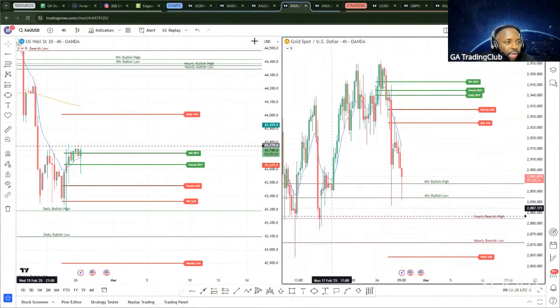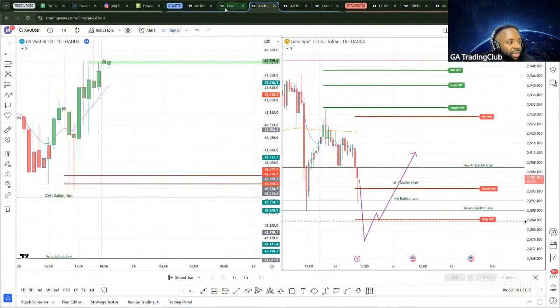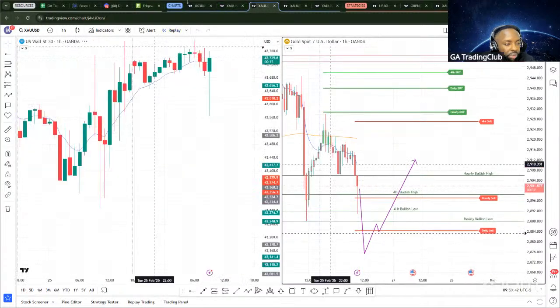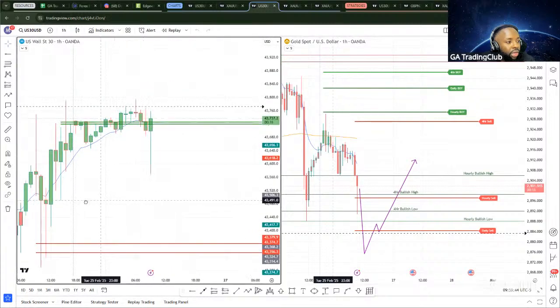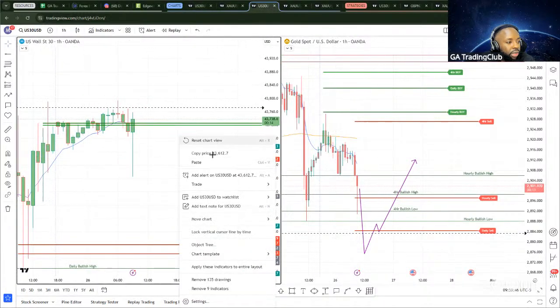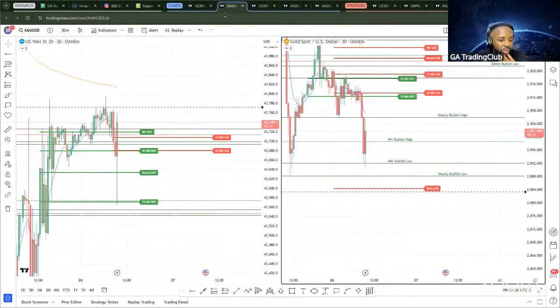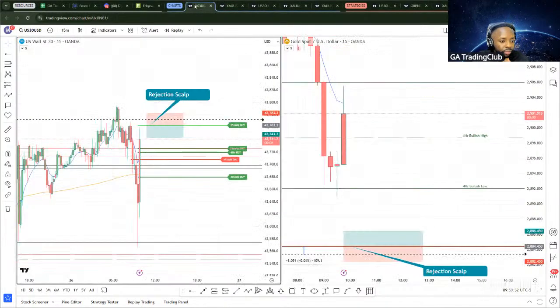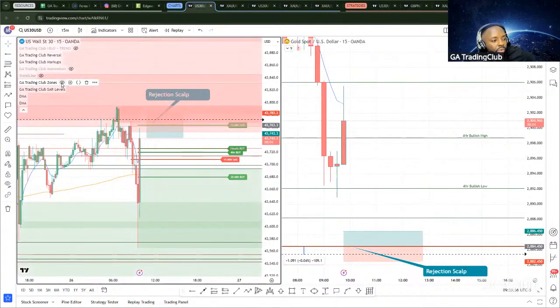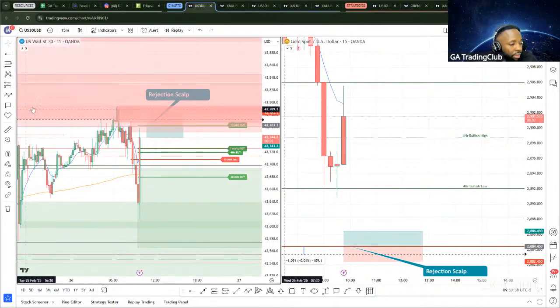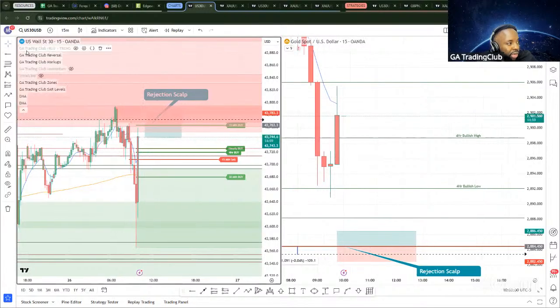So for today, the days that we have live sessions are the days that we don't really get trades, but the days that we don't have live sessions is when we get trades. So for right now, let's see if we get this US 30 rejection scalp, a quick one right here. But if we do not, that will be it for today.